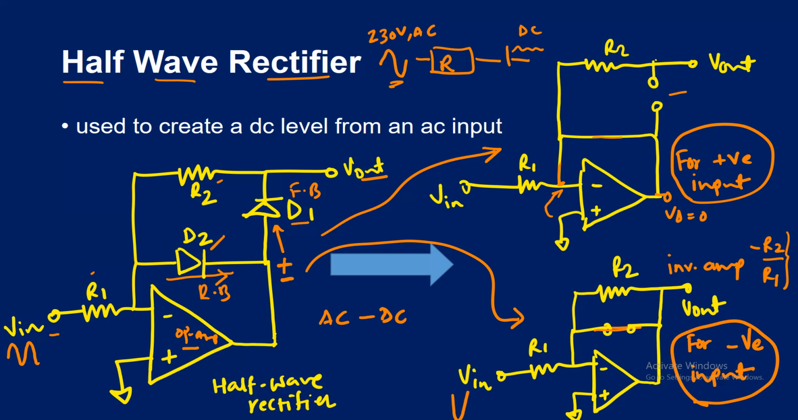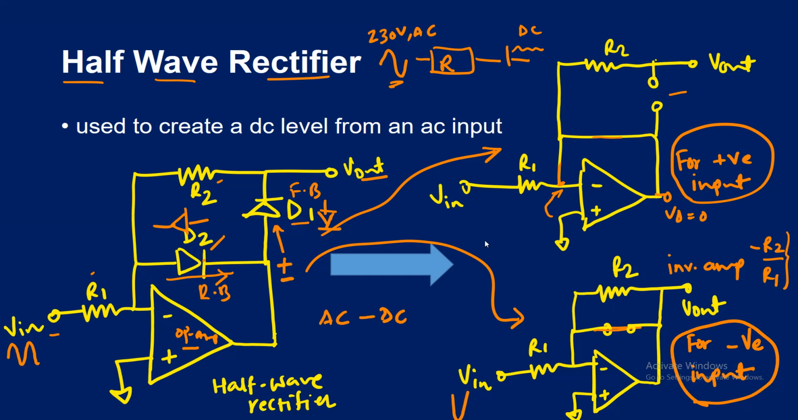The polarity of the output can be changed to negative going by reversing both of the diodes. If you change the diode polarities right here and right here, then you can have just the reversed polarity of the output. Okay, now one limitation of the half-wave rectifier is that it only operates on one half cycle of the input. We'll see that in the circuit simulation correctly.